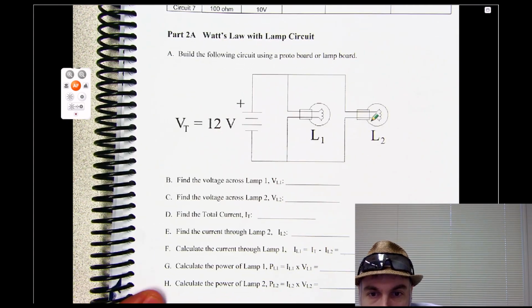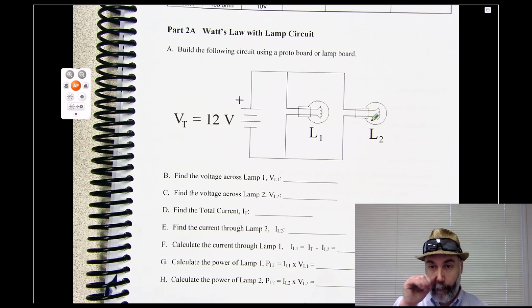And then down here, we're going to look at power in a lamp board. So you're going to actually build this, using those lamp boards that we have seen before, and you're going to build this circuit. So you're going to connect two of the lamps in parallel, and you're going to apply 12 volts. And then you're just going to do what it says here. So you're going to find the voltage across lamp 1, voltage across lamp 2. You're going to measure the total current and just do the calculations that it shows here to find the power that's being used by this circuit. Okay?